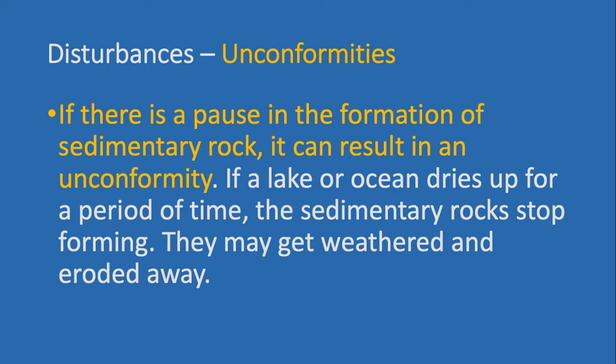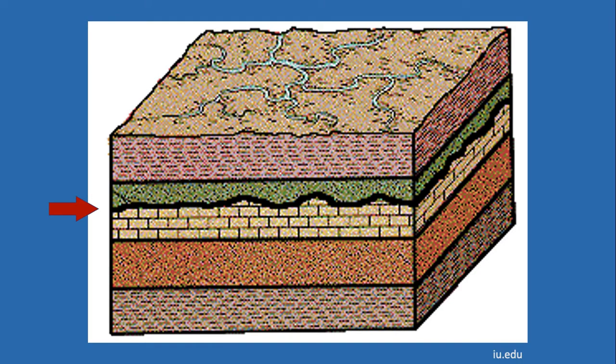Another disturbance is called an unconformity. And that's when there's a pause in the formation of sedimentary rock. If a lake or an ocean dries up for a period of time, the sedimentary rocks stop forming and they may get weathered and eroded during that time. And then afterwards, the lake or the ocean might come back and start the forming of sedimentary rocks again. So the unconformity in this picture is shown by the black line.